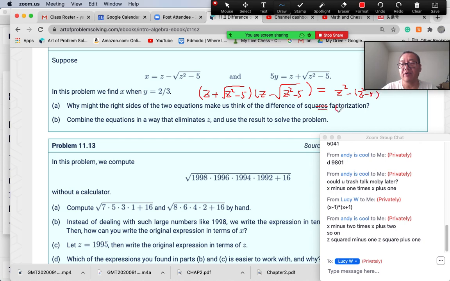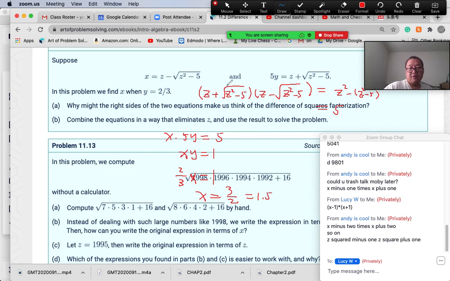Then you get this equals 5, right? So by this way, you will get x times 5y equals 5. So that means x times y equals 1. Then they give you y equals 2/3. So that means 2/3 times x equals 1. We plug y equals 2/3 in here, then we get x equals 3/2, which is 1.5, right?